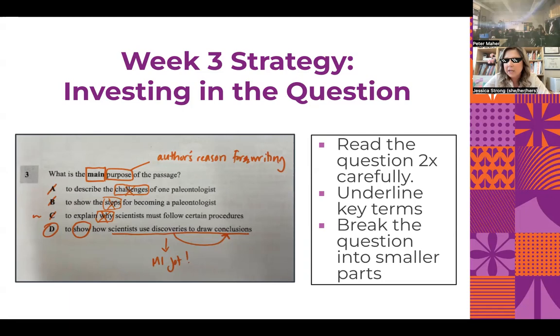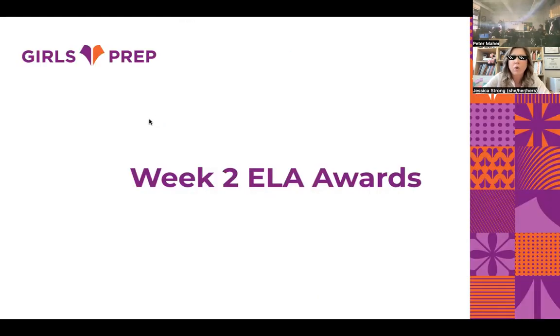to solve. So in math, we want to see everybody this week. What are your knowns? What are your unknowns? What are you trying to solve? Especially when it is a word problem. In ELA, you should also be investing in the question, right? Reading it 2 times carefully, underlining your key terms, breaking the question into smaller parts and thinking about what is this asking me in my own words. So let's continue this week to invest in the question.